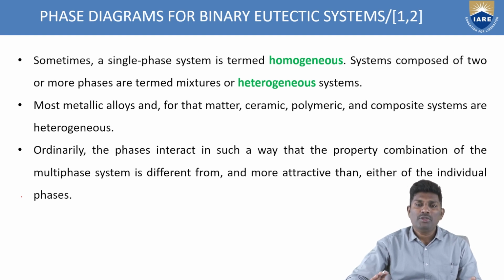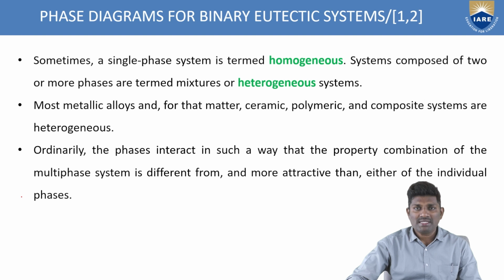So what are the new types of materials we are getting, the new trend? These are all combinations of different materials, so they will have different phases present. That's why they come under the category of heterogeneous materials. The composite materials, the ceramics, the polymers, all come under the category of heterogeneous. Homogeneous materials, having a single type of phase, are very few.